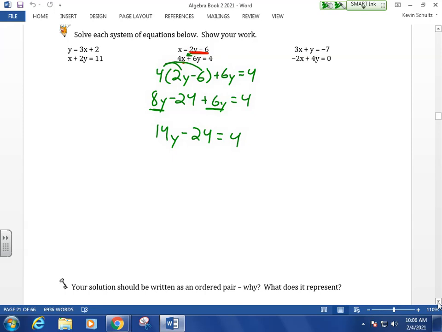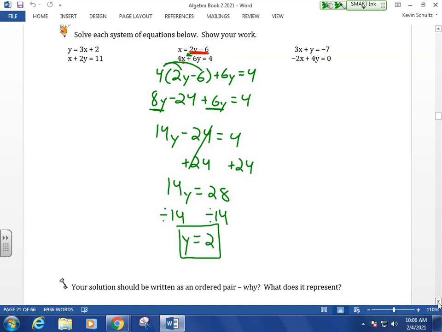Now I want to move that constant negative 24 over to the opposite side. And so to do that, I'm going to be adding 24 to both sides to cancel it out. The opposite of subtracting 24 is adding 24, and that gives us 0 there. So 14y equals 28. I'm multiplying 14 and y together here, so the opposite of that is division. So divide both sides by 14, and y equals 2.